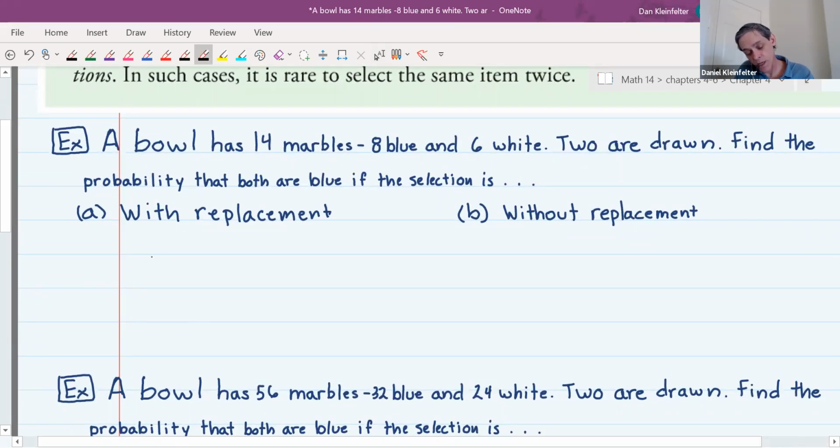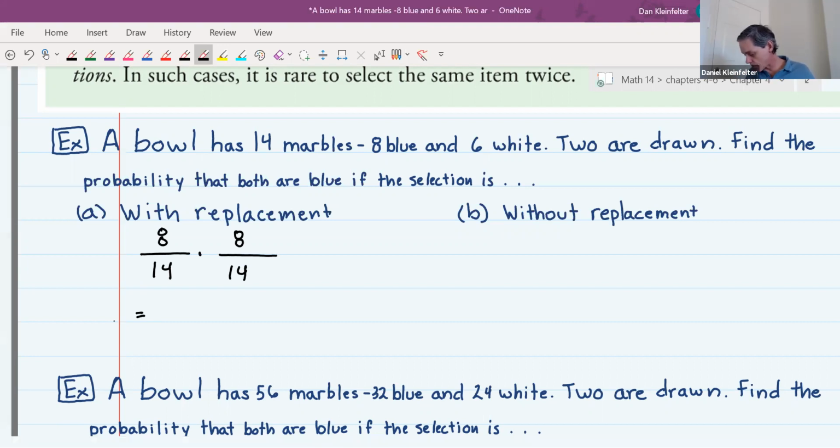So both blue. If they're both blue, that means the first one is blue. There are 14 marbles, out of which 8 are blue. Since we're doing this with replacement, when we go to pick out the second marble, there are still 14 in there because we put the first one back, and there are still 8 blue marbles inside. Okay, so let's see what this works out to be. As a decimal, that's about 0.32653.